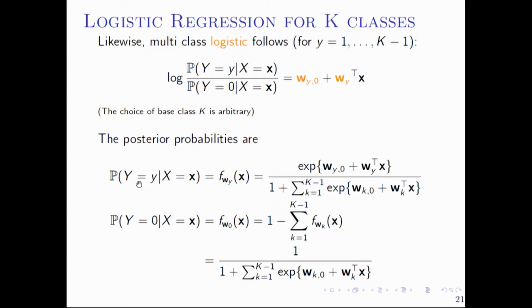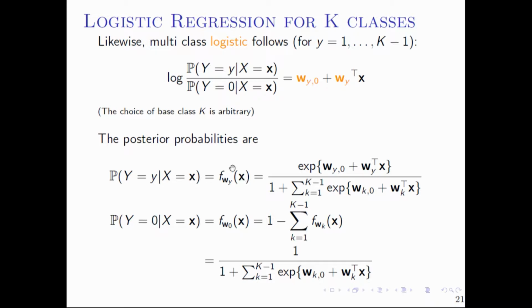It will be like this. For every y, if we think that we have classes y equal to 1 to k minus 1, then for them the log-odds ratio will be our linear functions. This linear function is for class y, which is separated from class 0, and therefore it has parameters w_y and w_0y.